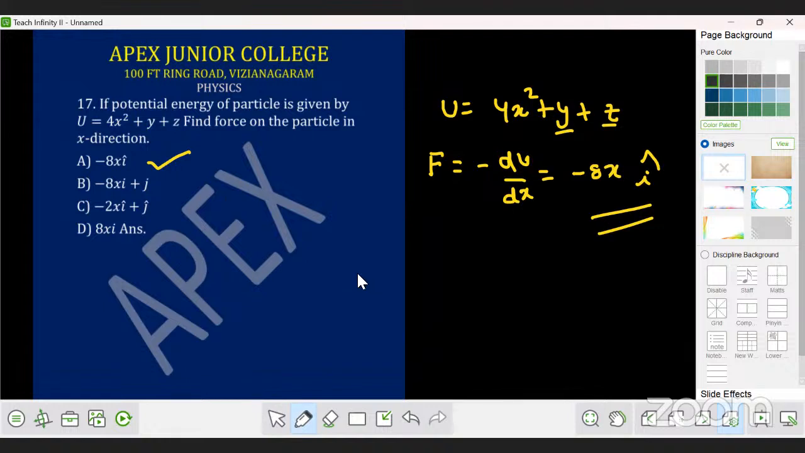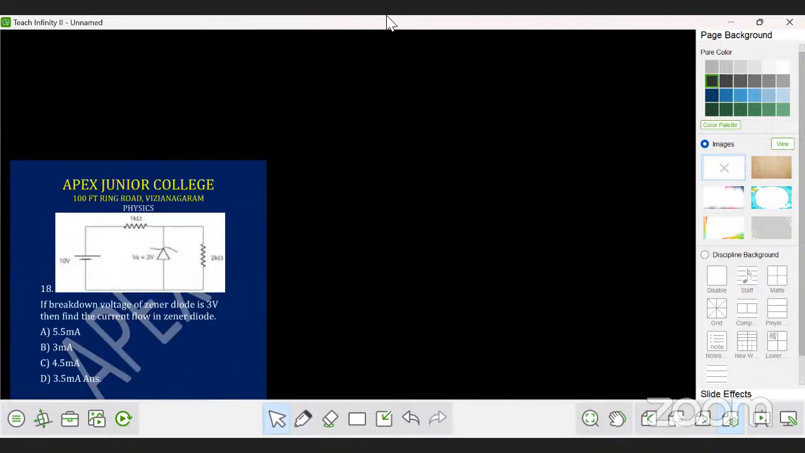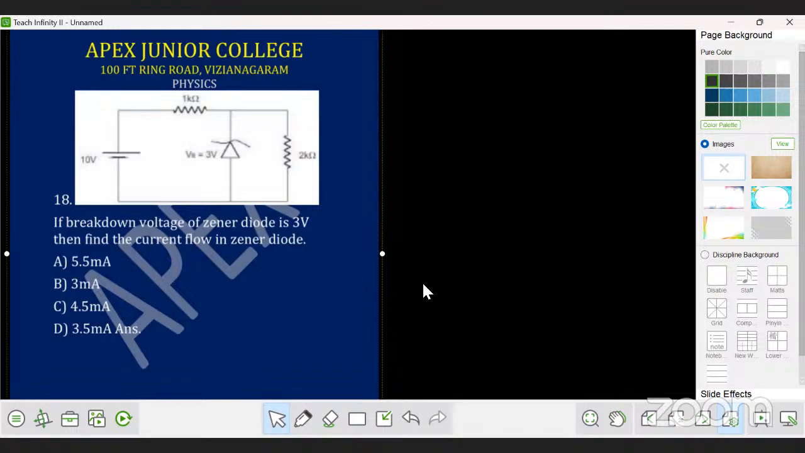Okay. The relation between force and potential energy is F equal to minus dU by dx. Okay, now the next one. This question is based on semiconductors. All of you see the question once. Based on semiconductors.